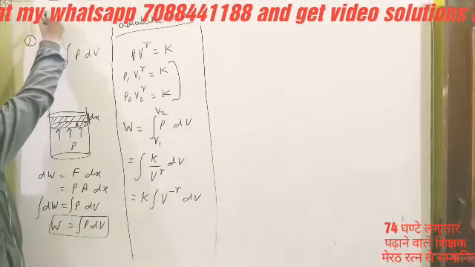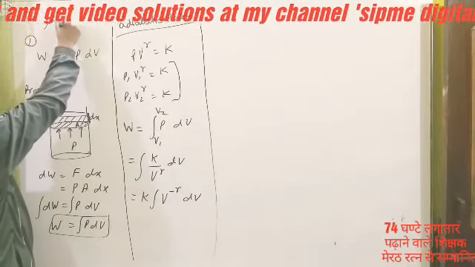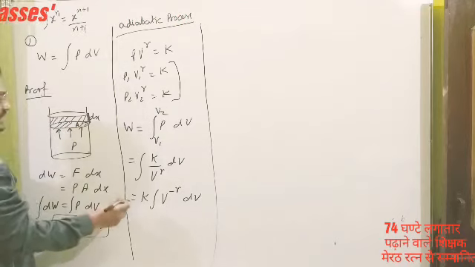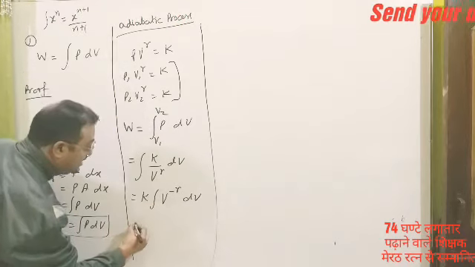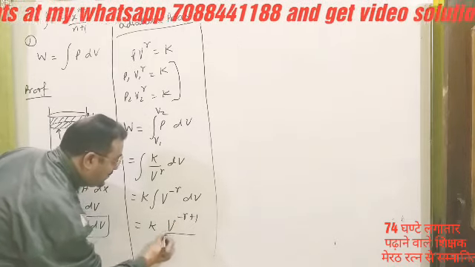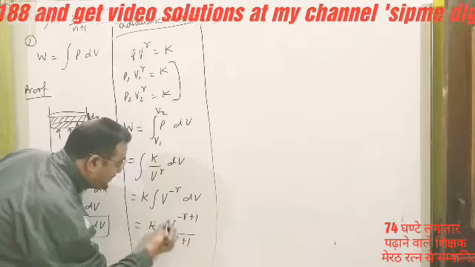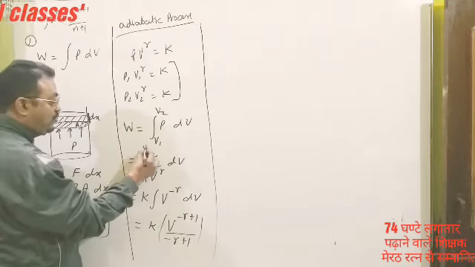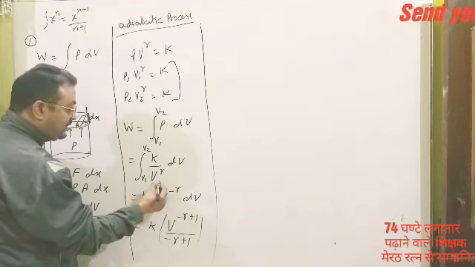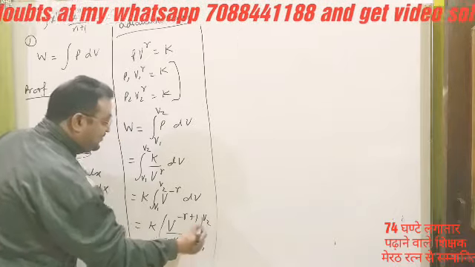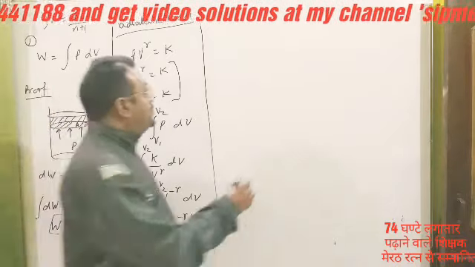Now we know the formula, integral x raised to power n is equal to x raised to power n plus 1 upon n plus 1. So integral V raised to power minus gamma has value V raised to power minus gamma plus 1 upon minus gamma plus 1. Now the limits of integration from the beginning till now are V1 and V2. Whether I write it or I forget, you must write V1 and V2. Now open the bracket.